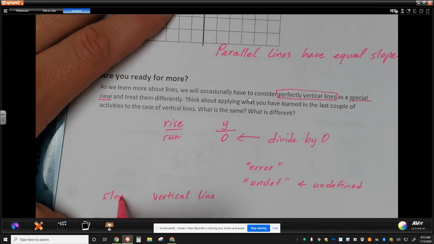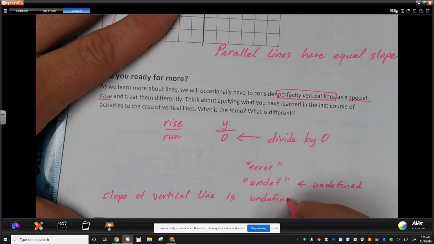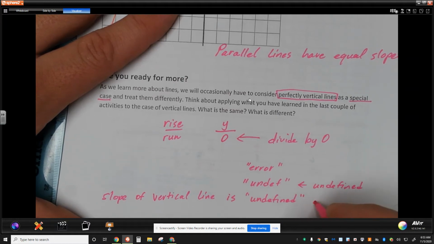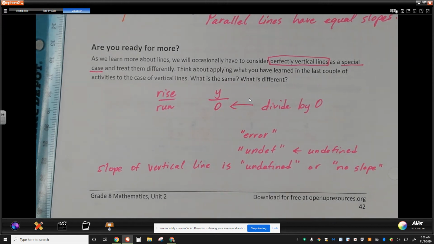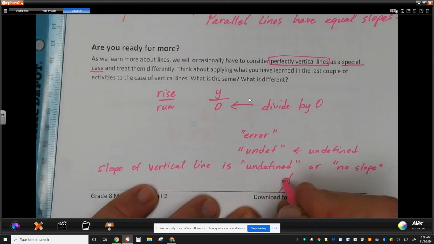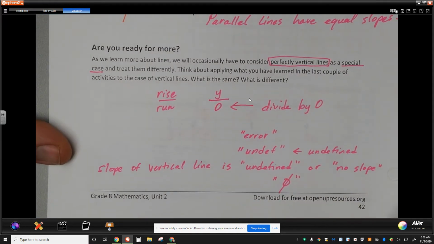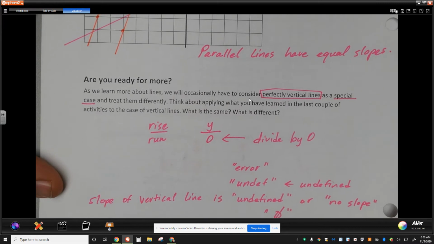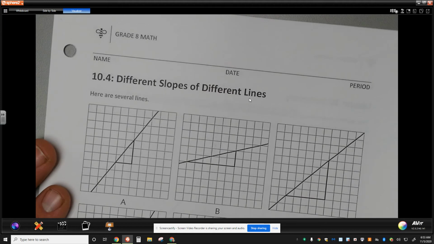I'll actually put this slope of a vertical line is undefined, or we would say that it has no slope, not zero slope, no slope, meaning that slope does not exist for this line. Sometimes we'll also see a symbol that looks like this as an undefined symbol. So there's just a little introduction to no slope or undefined slope vertical lines. We'll see more of that as we get going.